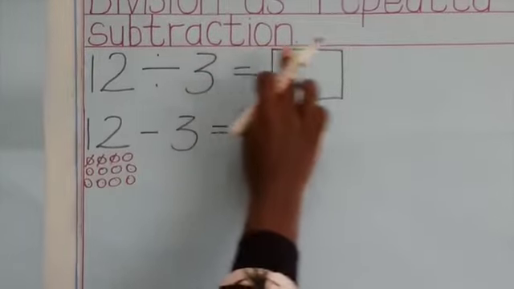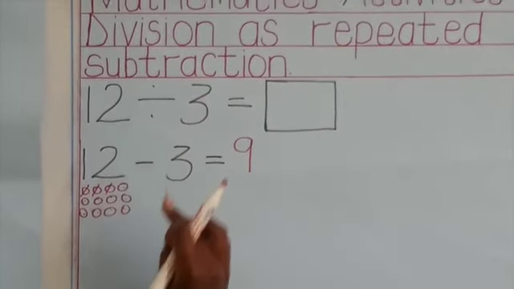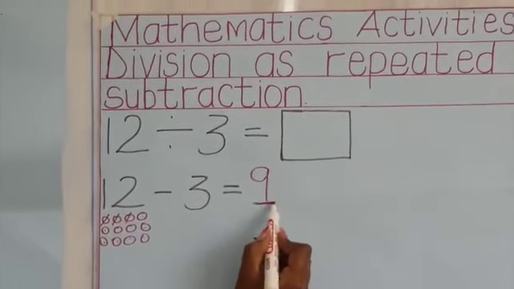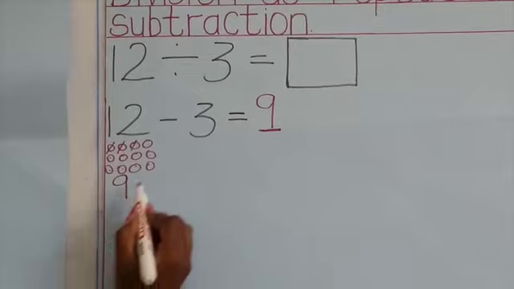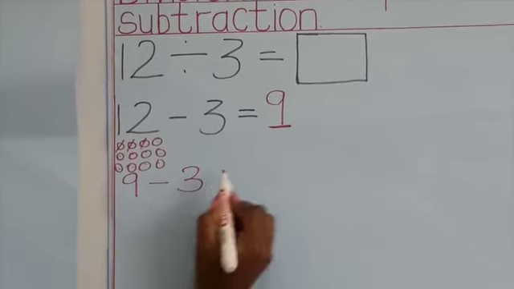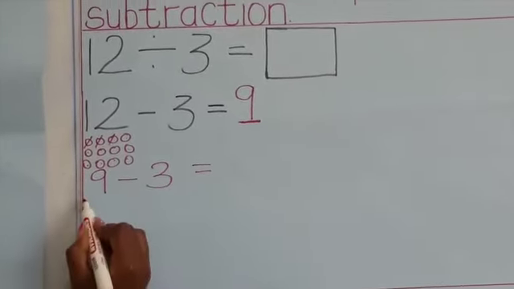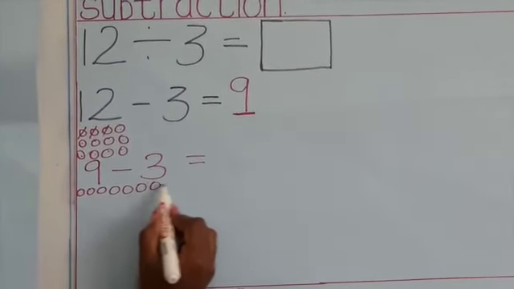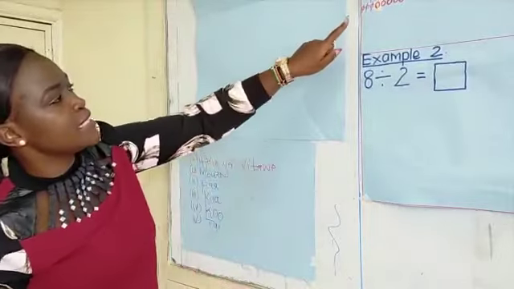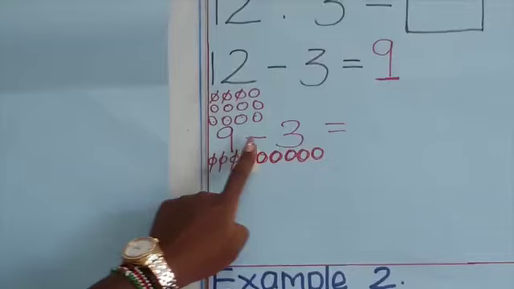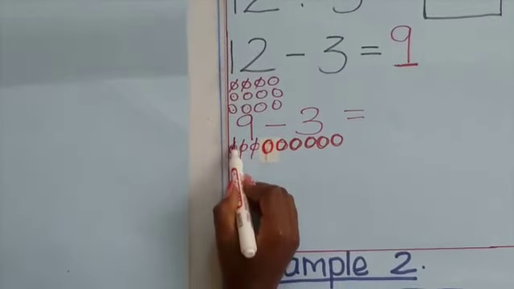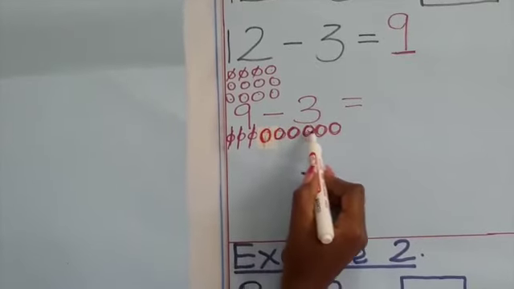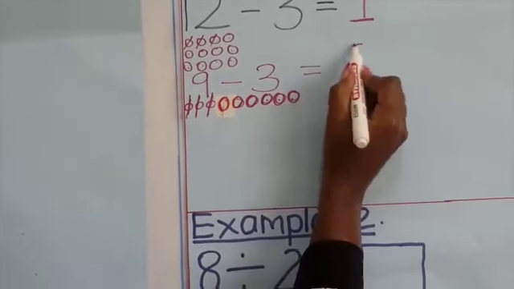And because it is division as repeated subtraction, we are going to repeat until we get to 0. So we take this answer that you have gotten here. 9 take away 3 equals. So you come here. 1, 2, 3, 4, 5, 6, 7, 8, 9. So we are taking away 9 take away 3. 1, 2, 3. How many are remaining? 1, 2, 3, 4, 5, 6. You come and write 6.